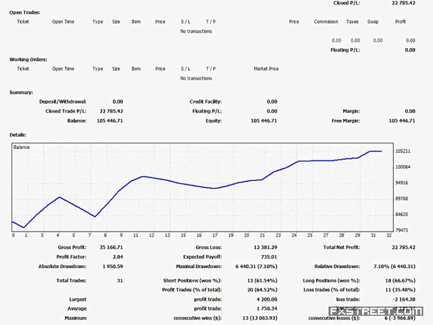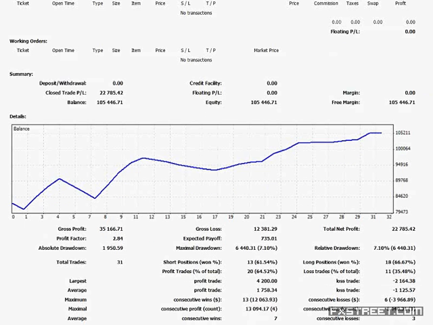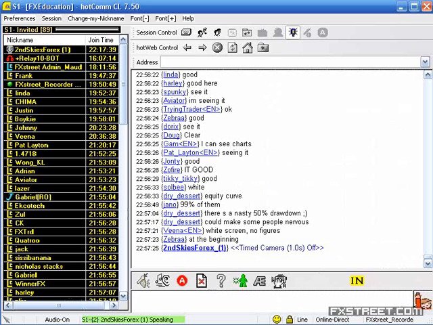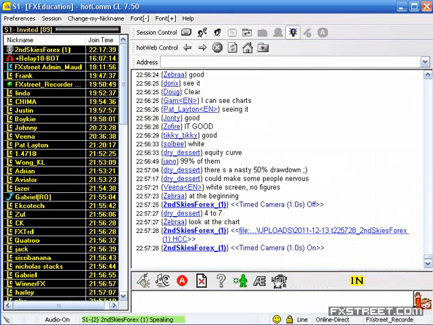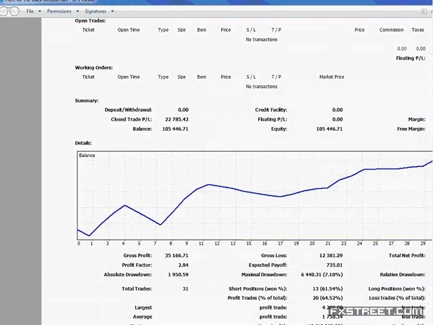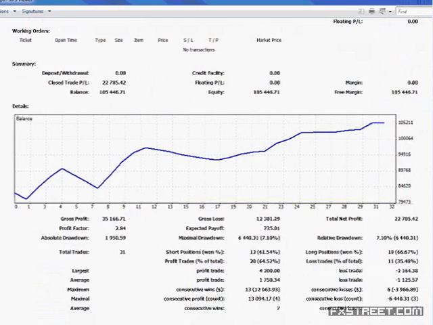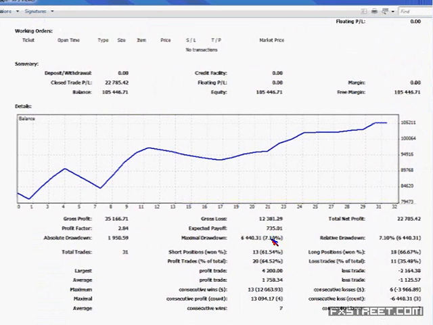Dry Desert says there's a 50% drawdown. Where do you see that? I don't know where you get your numbers from, Dry Desert. There's no 50% drawdown. You're mistaken. I guarantee. Take a look at it right here. Maximal drawdown, 7.1%. Here's the figure in the information below. So there's no 50%. It's 7.1%. Okay, profit factor 2.84, expected payoff.